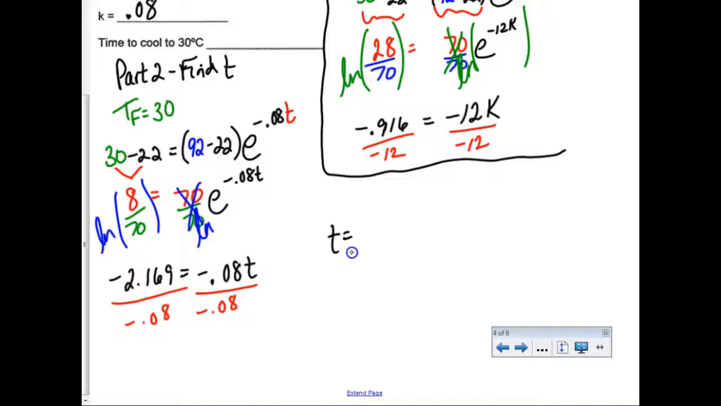What'd you get for time here? Is it like 28 something? I don't know. When I originally did this, I rounded really weird, so truncation could cause me a problem. What is negative 2.169 divided by negative 0.08? 27.11? Okay. And then my label on this was minutes.